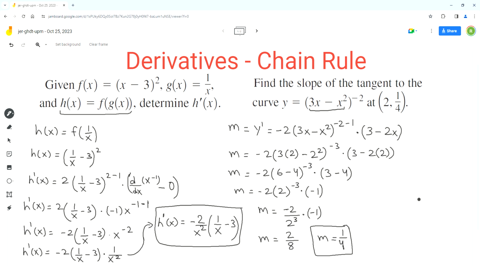So these are the steps you have to keep in mind to solve these types of problems. For the first problem, we have to use the concepts of function composition to find the function h(x) from the given functions f(x) and g(x), and then we find the derivative of h(x). And for the second problem, we have to use the chain rule to find the derivative of the given function, which represents the slope of the tangent.